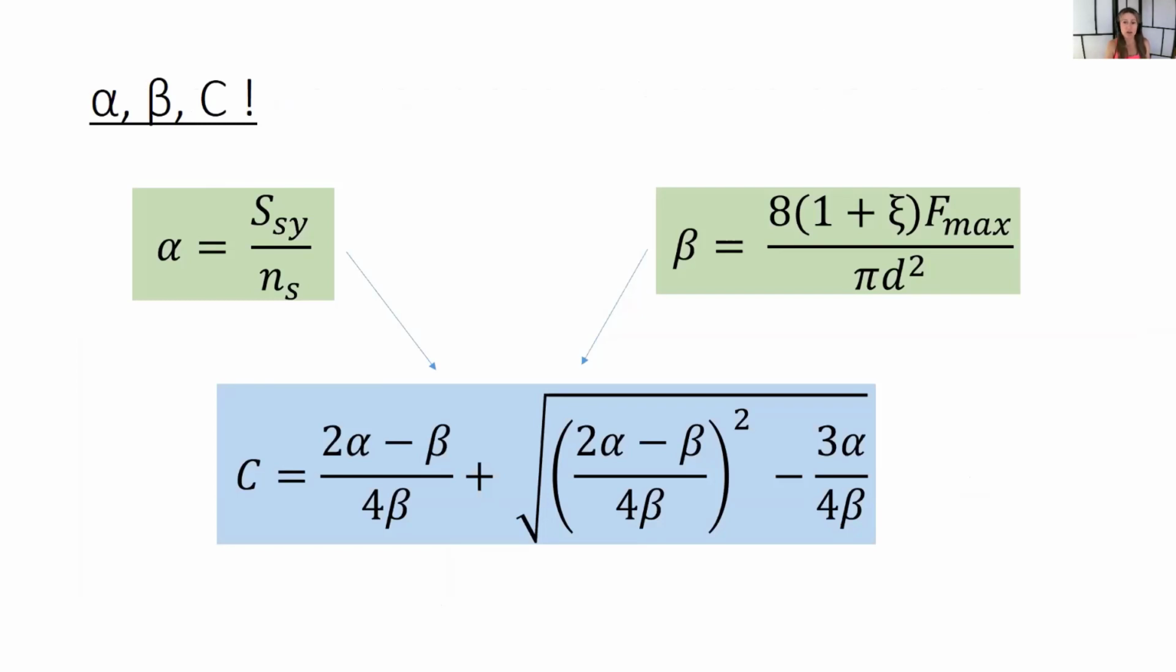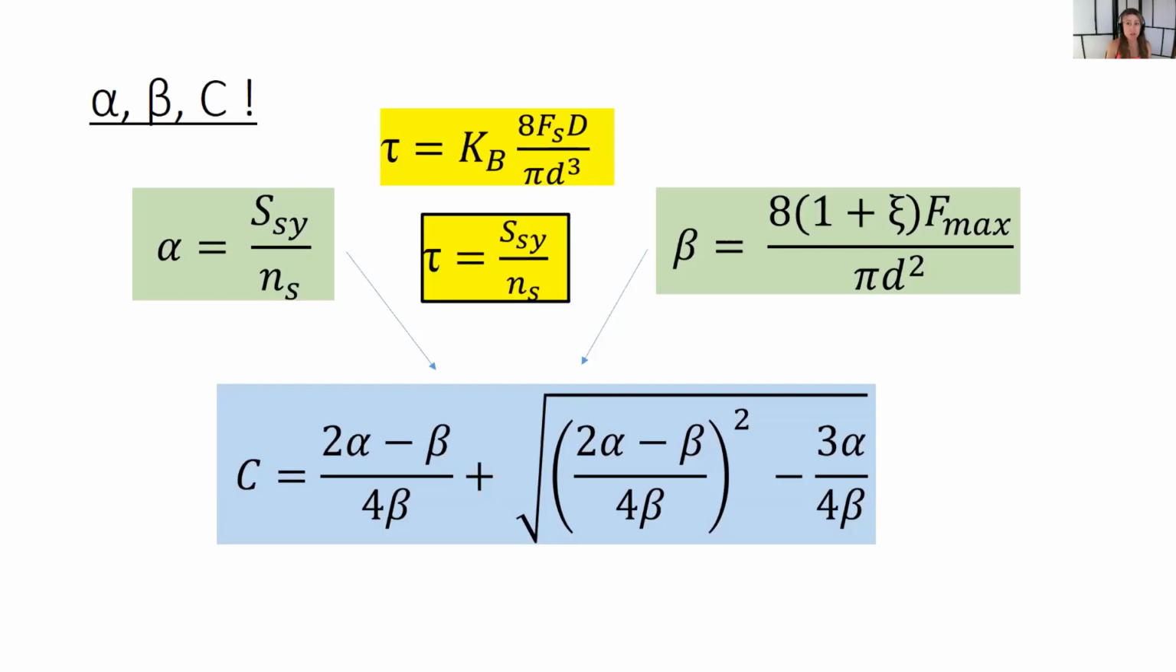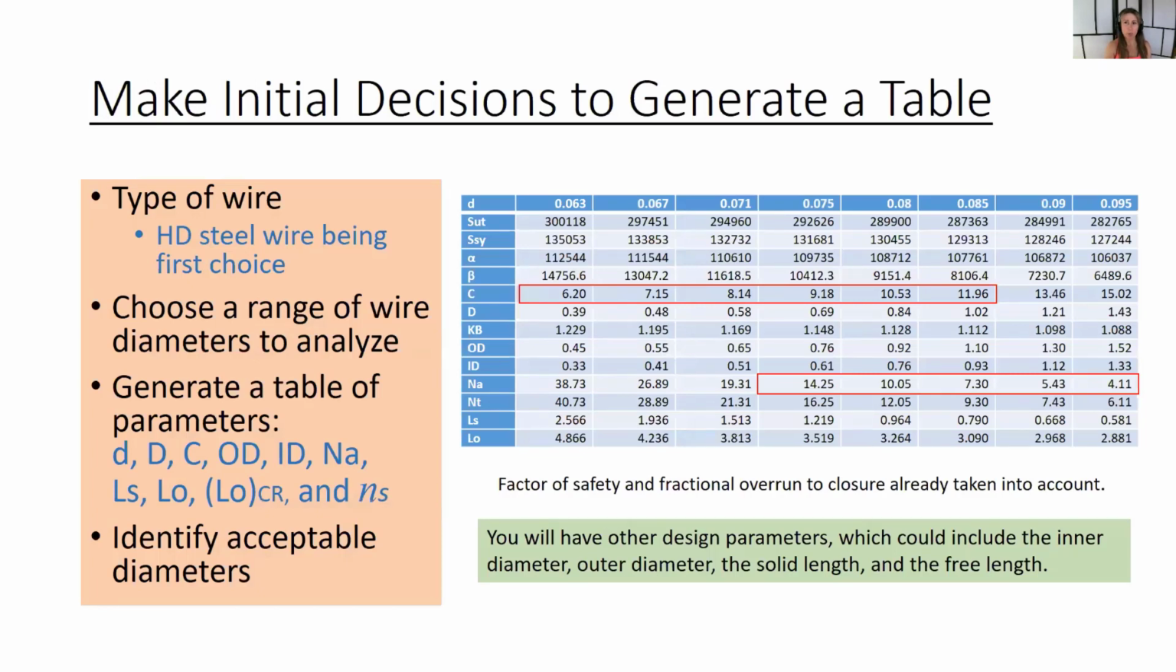So it looks like a quadratic equation in C, which it actually is. And it actually just comes from a rearranging of an equation we've already learned. Tau equals Kb times 8 Fs D over pi d cubed, where tau is the torsional yield strength divided by the factor of safety at closure. So I won't go into the derivation of it. It's in the book. What you need to do is put alpha and beta into your tool to be able to calculate the index of coil curvature in your table. And then you should have a completed table.